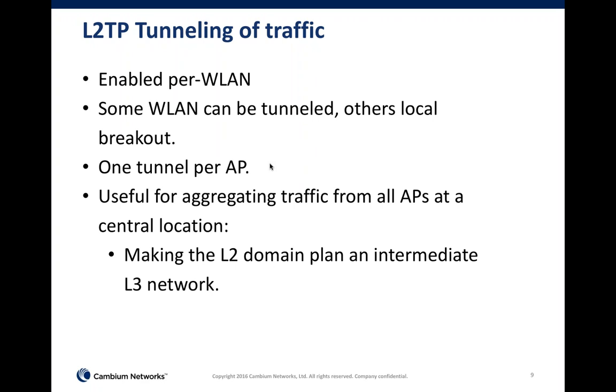Each access point would form one tunnel back to this aggregator, and then you have a choice on a per SSID or a per WLAN basis whether you would like the traffic to be tunneled or locally bridged out. So for example, all your guest traffic could be locally bridged out, but you could take your enterprise traffic and pull that back onto this aggregator, or vice versa. And what L2TP does is it creates a large layer 2 broadcast domain over L3 in the middle.